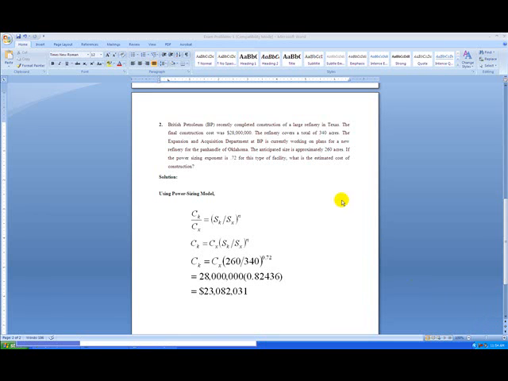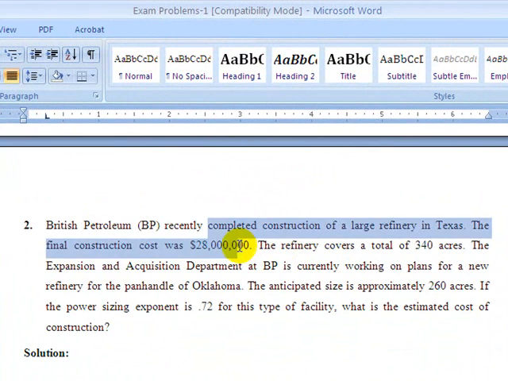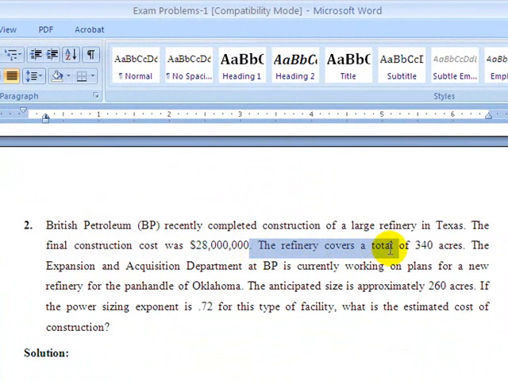Now let's focus on problem 2. Let's read the problem first and then we will work on its solution. British Petroleum recently completed construction of a large refinery in Texas. The final construction cost was $28 million. The refinery covers a total of 340 acres. So so far we know the cost of the refinery and the size of the refinery, which covers 340 acres.